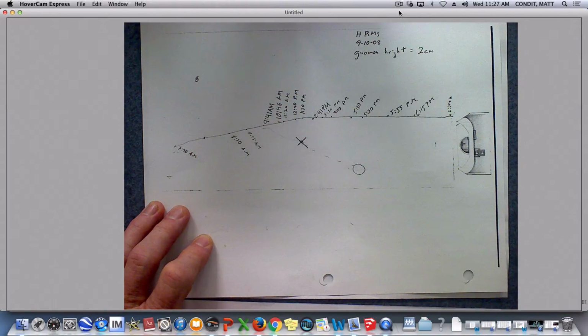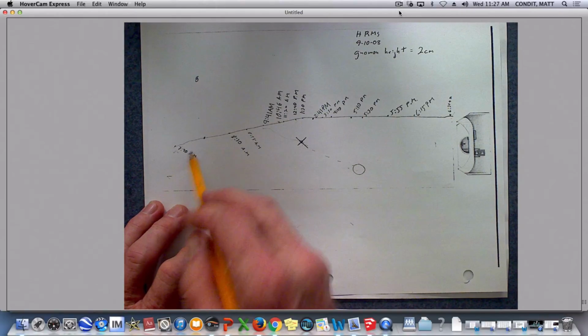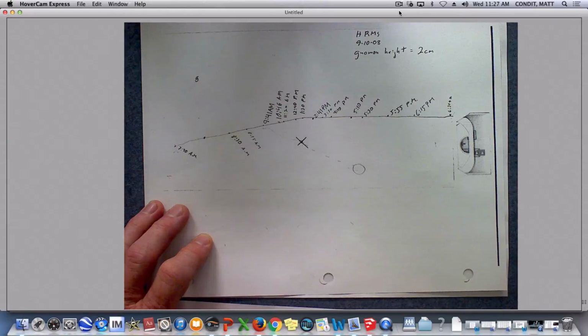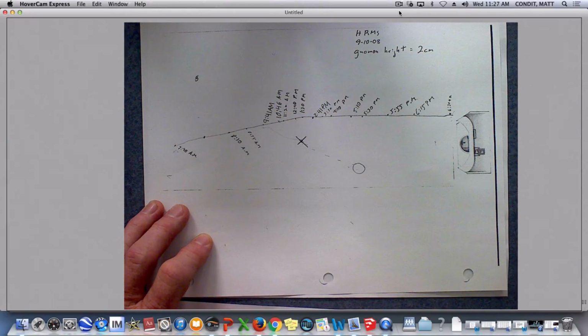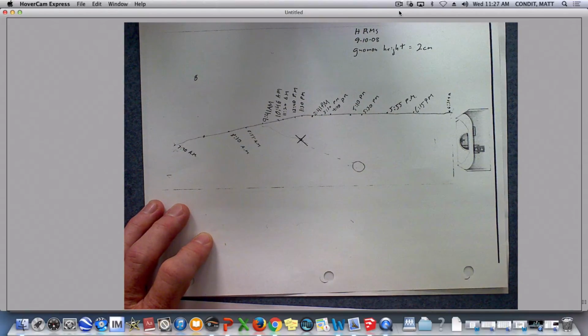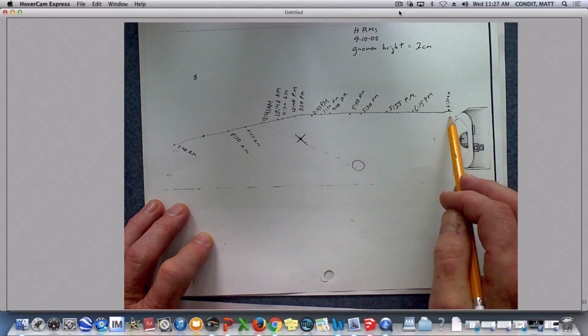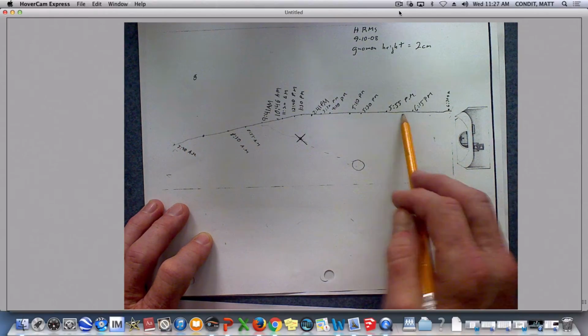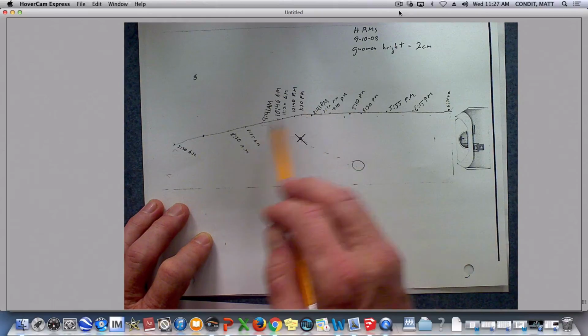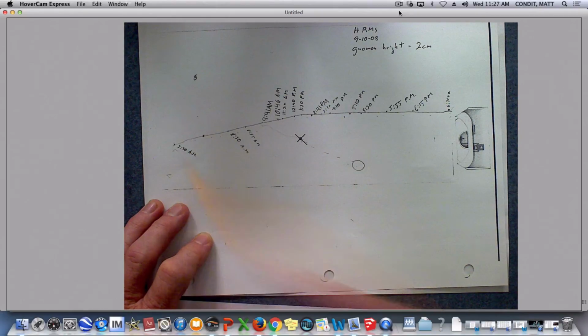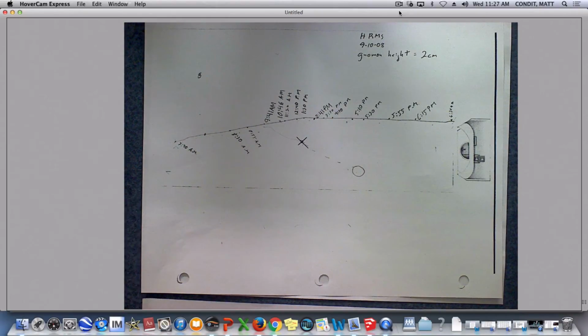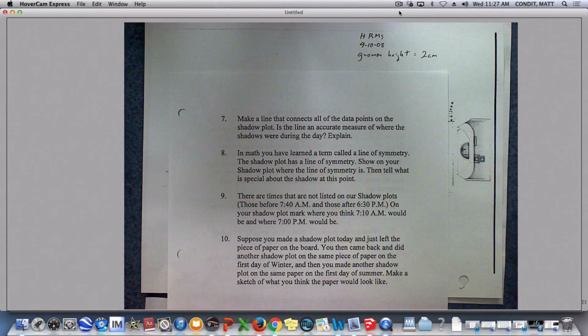If I gave you the world's most boring assignment, which was to go out and make a shadow plot, but every 30 seconds make a dot where the shadow is, you'd have a whole bunch of dots by the end of the day. As a matter of fact, you'd have so many, they would move into one straight line, and that line would look just like this. So even the places here where we didn't get a shadow point, there were definitely shadows that hit on the line at that point. So that is the idea behind number 7.